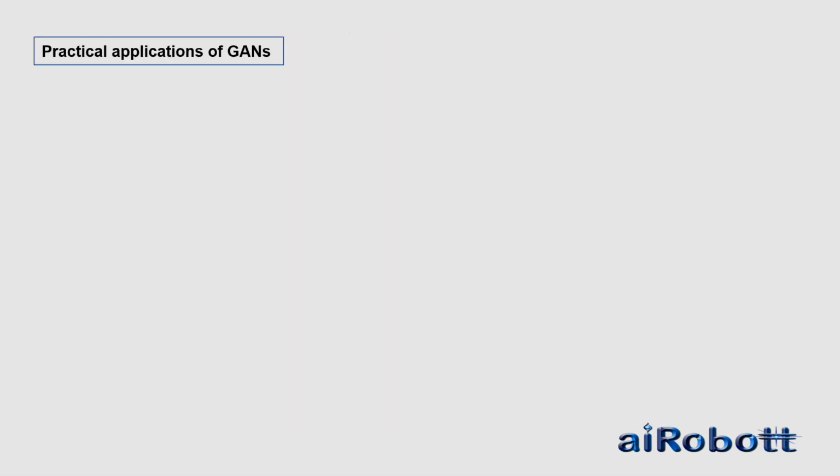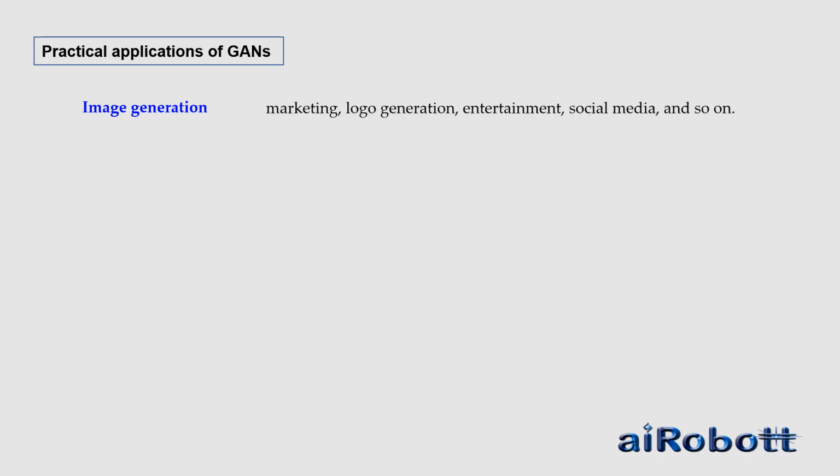Let's see some practical applications of GANs. Image generation. Generative networks can be used to generate realistic images. Image generation is used in marketing, logo generation, entertainment, social media, and so on. Text to image synthesis. GANs can generate images from text descriptions. This can be helpful in the film industry, comic industry, and it is possible to automatically generate sequences of a story.